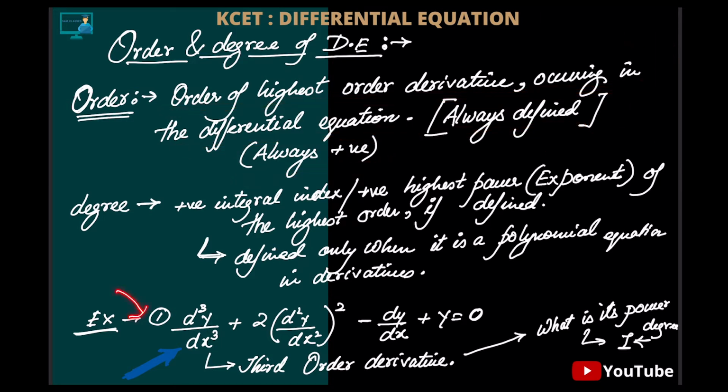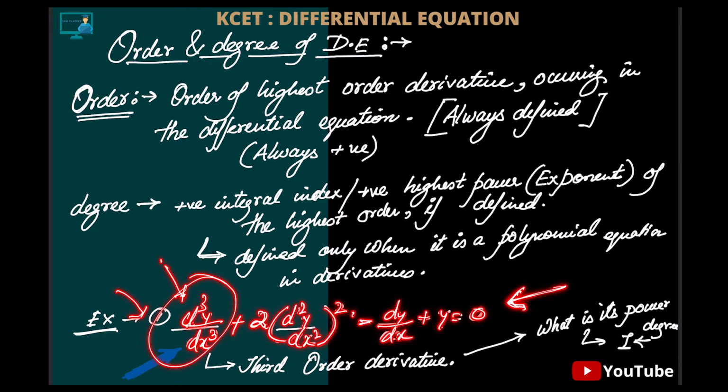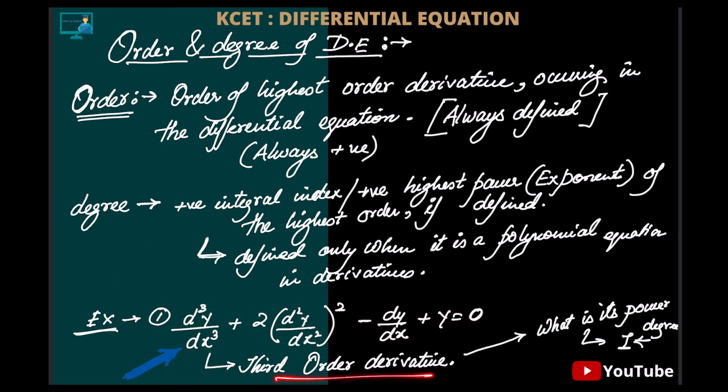See this example. We have d3y by dx cube, which means we have differentiated three times. Then 2 into d2y by dx square means we have differentiated two times and then squared. And then dy by dx, we have differentiated one time, plus y equal to 0. In this differential equation, what is the maximum number of times we have differentiated? Three times. So what is my order? So order is third order derivative.